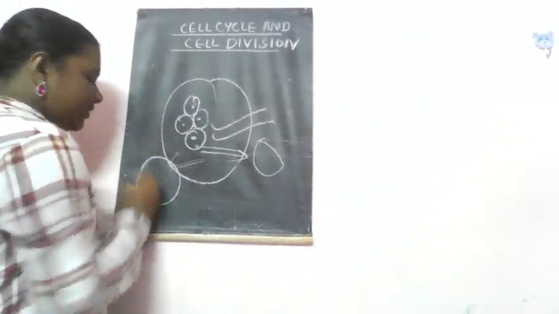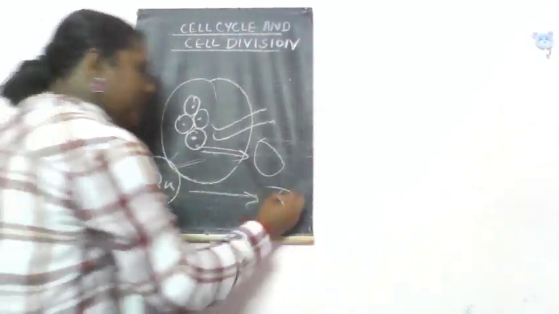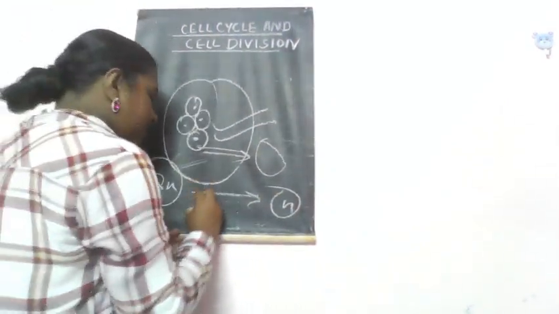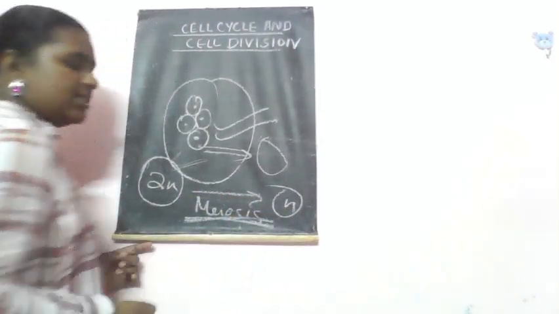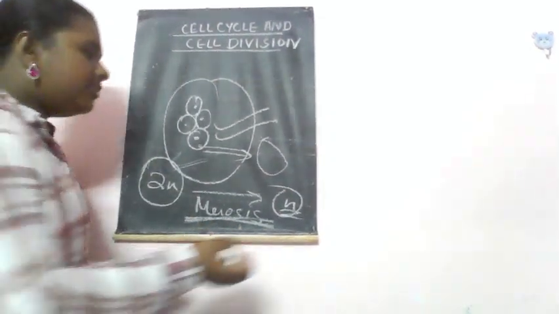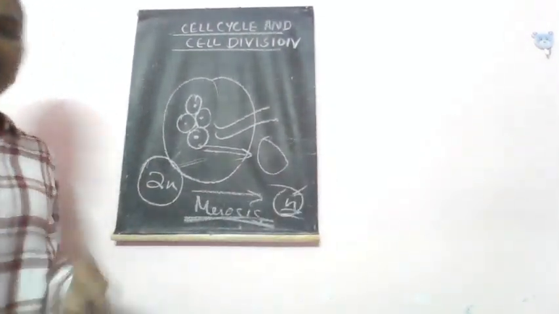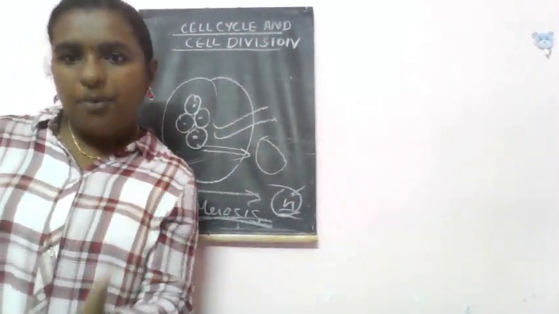If this is one cell, it was 2n, and it gets converted to n. This happens only by meiosis. And why does meiosis happen in this reduction division? The people who might be curious might think, oh my god, the chromosome number is different, so the organism formed would be different. No, that is not the case.